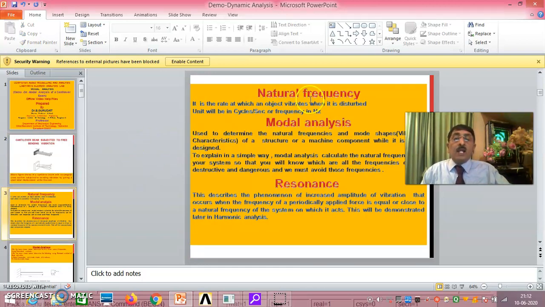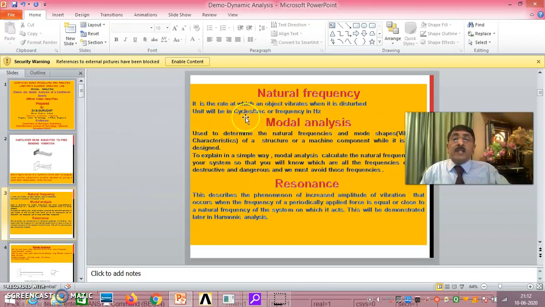Now you see here, I'll give you some introduction. These are all very important from this subject point of view. Very important, carefully understand. First, I'll give the definition of natural frequency. Natural frequency is the rate at which an object vibrates when it is disturbed. As I just now said, it is the rate at which an object vibrates when it is disturbed. That means the unit will be in cycles per second.